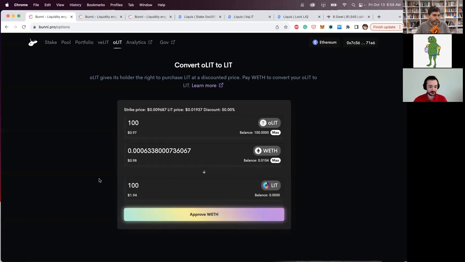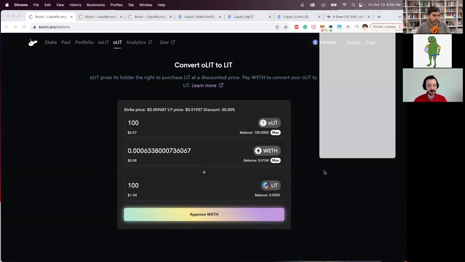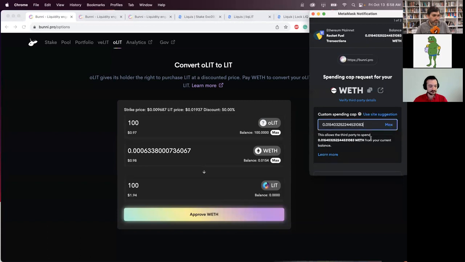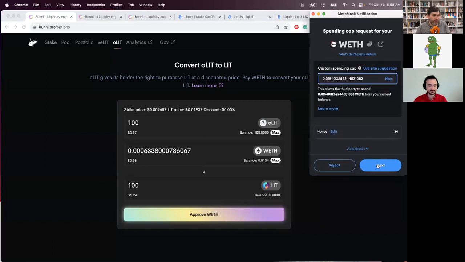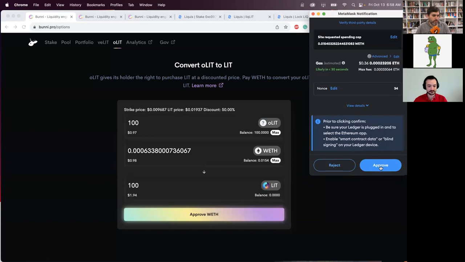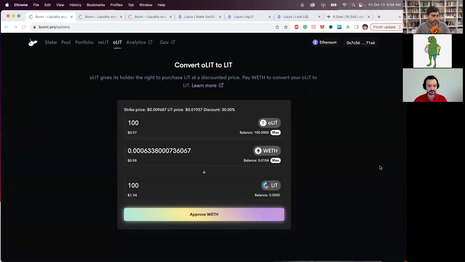I think we can go through it just to show it to our friends. So once you approve wrapped ETH, then you're able to claim your full LIT token. Nice. And then the OLIT is something that you just kind of earn as the emissions on the Bunny pool? Yeah. Like how you earn the option to buy LIT. You earn options, and then you have to exercise the option, and then you can walk off with your LIT.